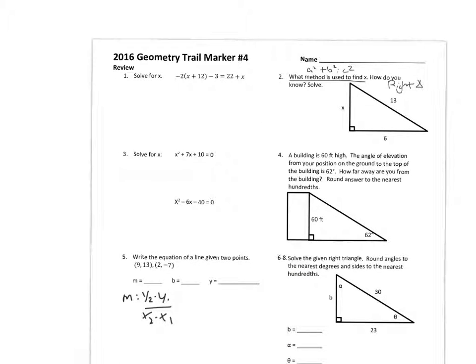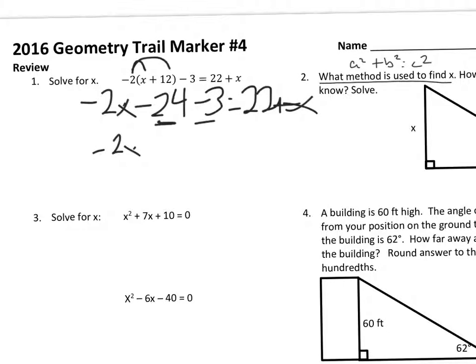Question number 1, solve the linear equation. We first need to distribute. So I get negative 2x minus 24 minus 3 equals 22 plus x. And now let's combine some like terms on the left side. So I get negative 2x minus 27 equals 22 plus x.